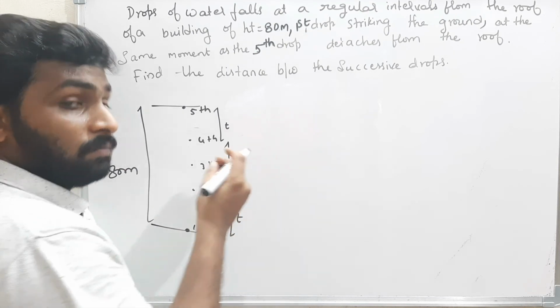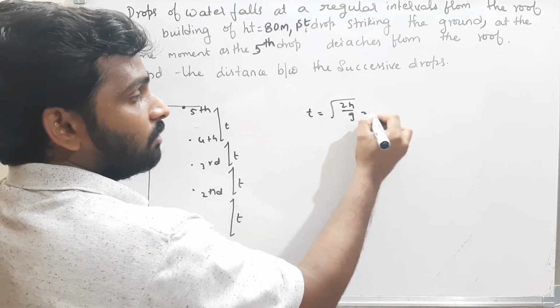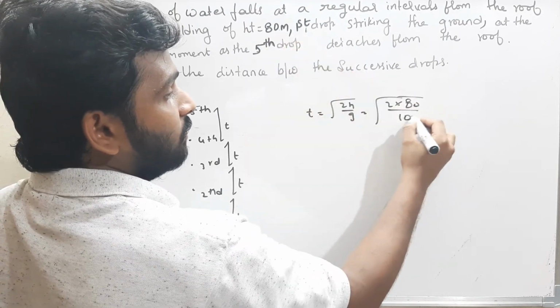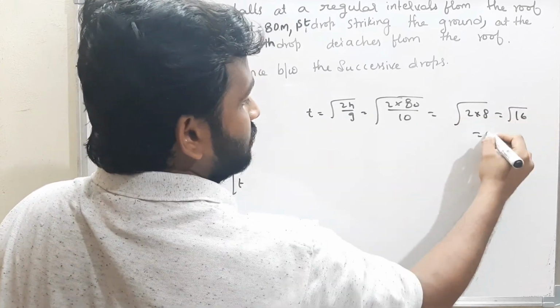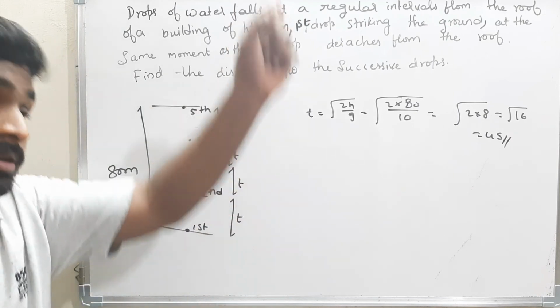That is nothing but a freely falling body. The time is given by the formula square root of 2h by g. That is 2 into h, which is 80 meters, divided by g, which is 10. Therefore, 2 into 8 is 16, and the square root of 16 is 4 seconds. That means it took 4 seconds for the drop to reach the ground.